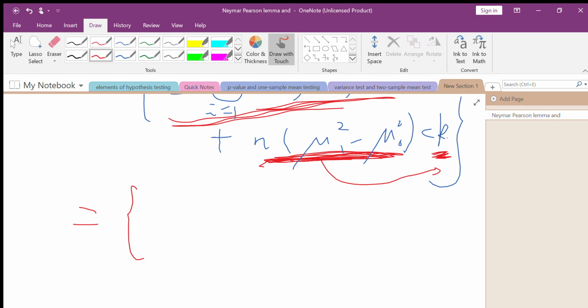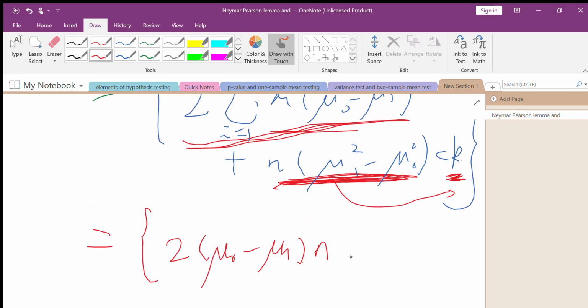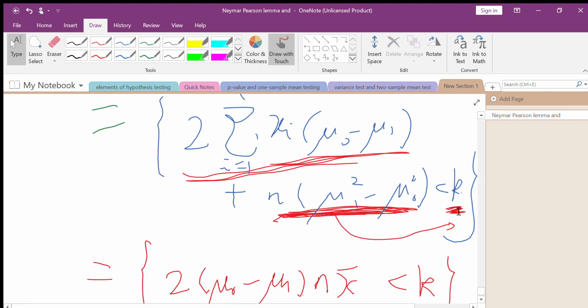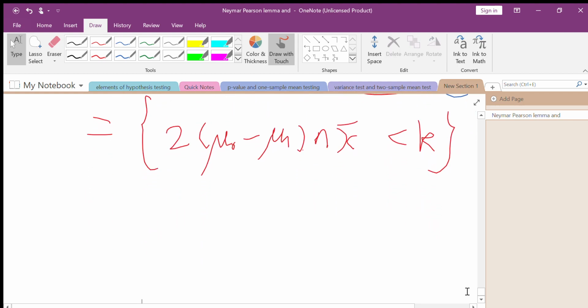Is 2 mu0 minus mu1 times n times x bar, small x bar, smaller than some arbitrary constant k, because we just move this part to the right hand side and it goes into the k, because k is some arbitrary constant. We just keep writing k because we need to find k in the second step.